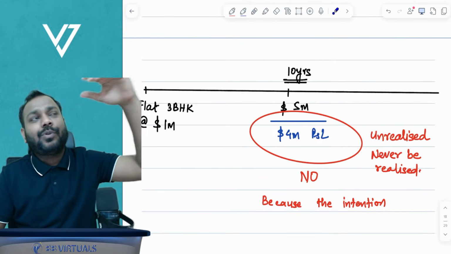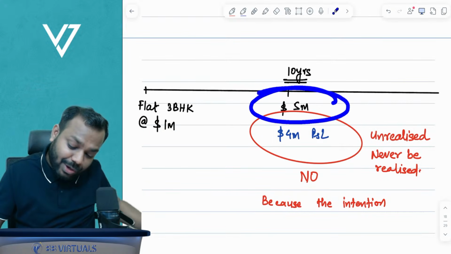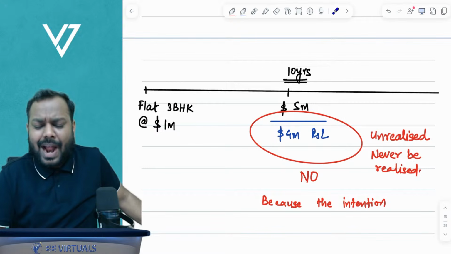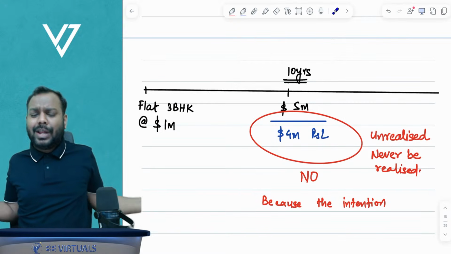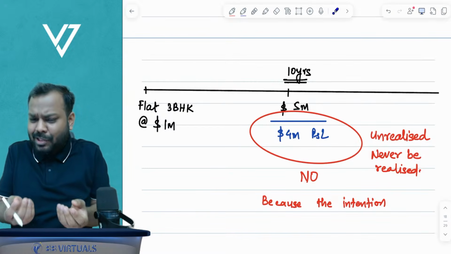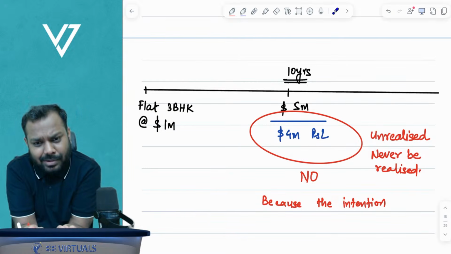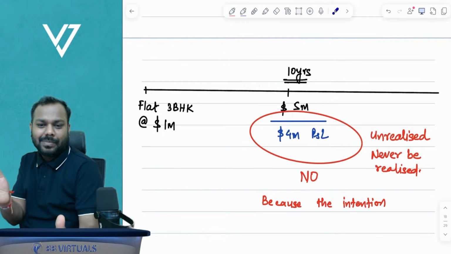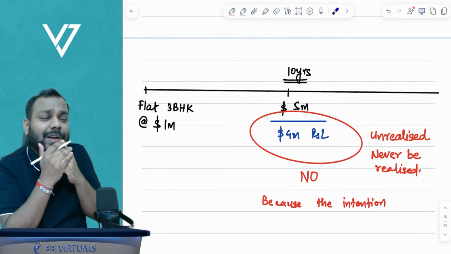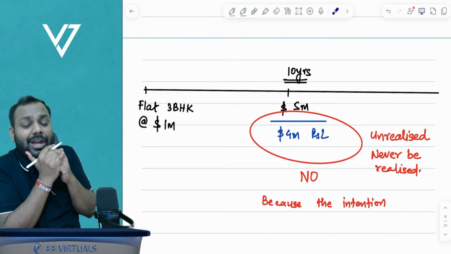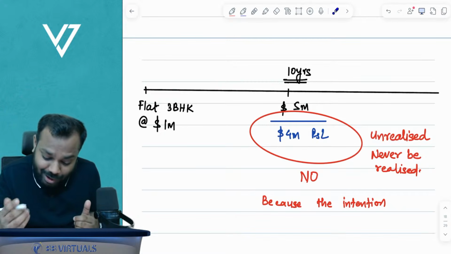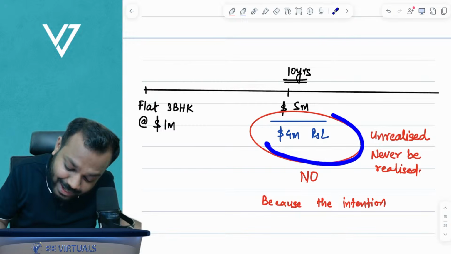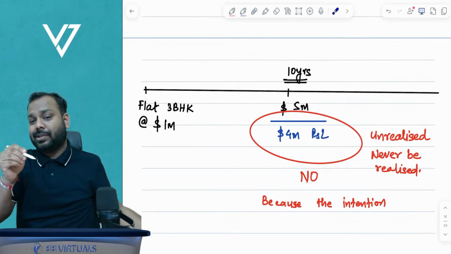When it comes to telling the value of the property, he will keep on shouting 5 million, 5 million. But just then you ask, father, if we are so rich, please buy me a car. Or forget the car, please buy me a bike. You will receive slaps. Then they will say, no, we don't have that much money, we are poor. So, if you have a gain of 4 million, then how come we are poor? So, the point is, this gain is not realized and will never be realized.